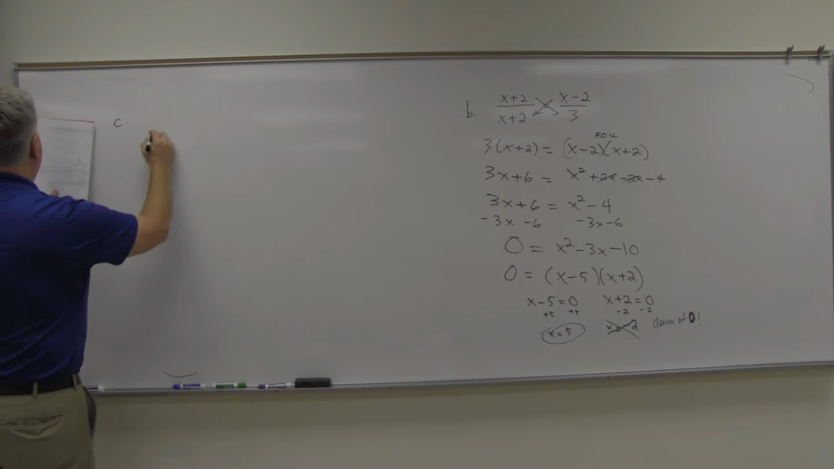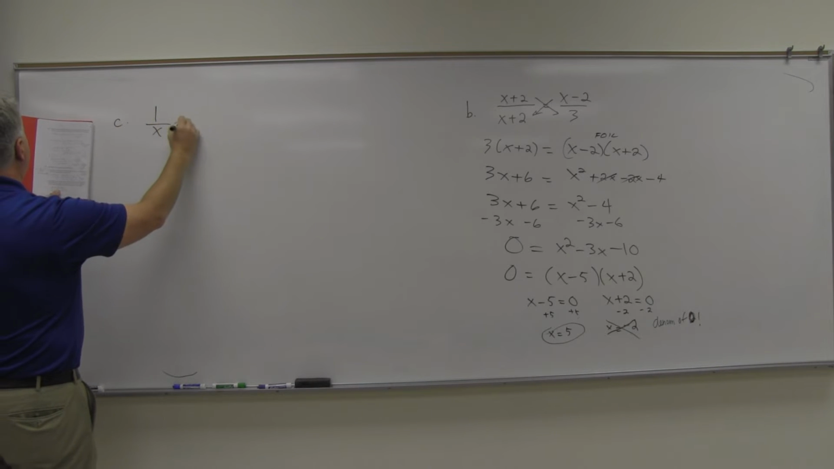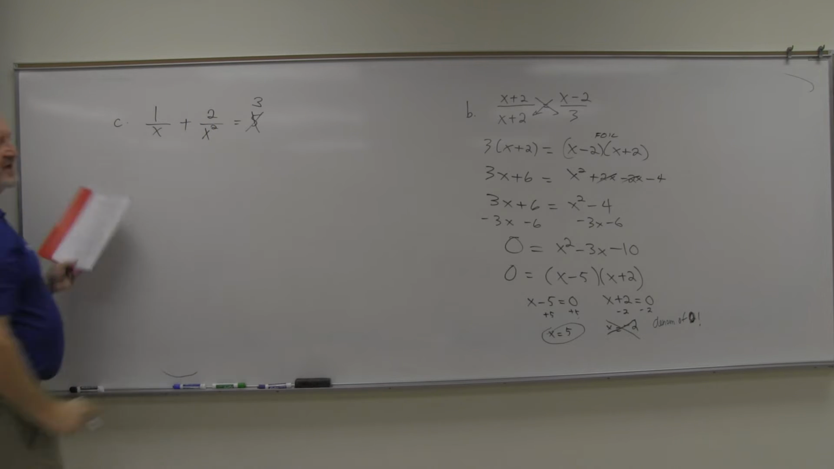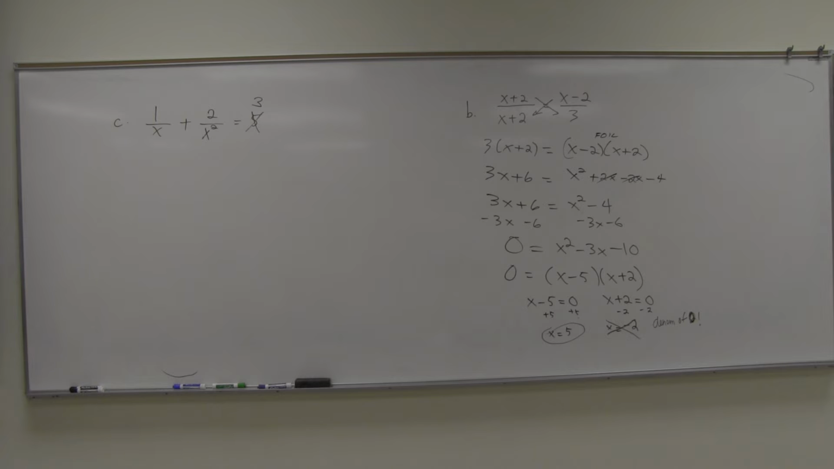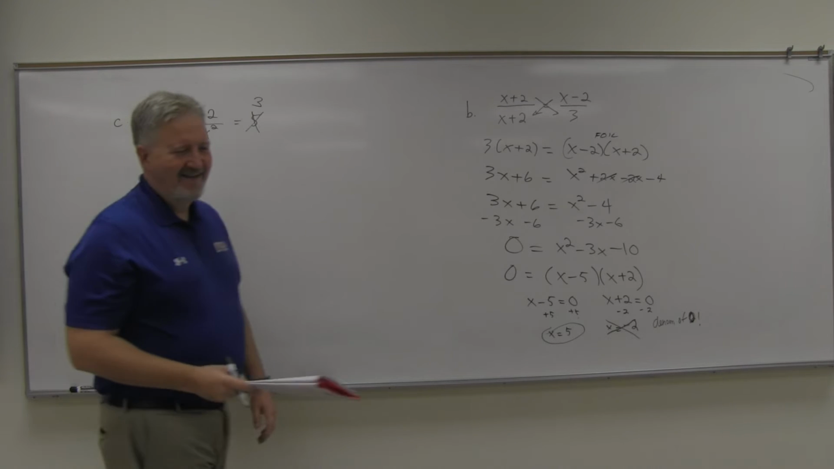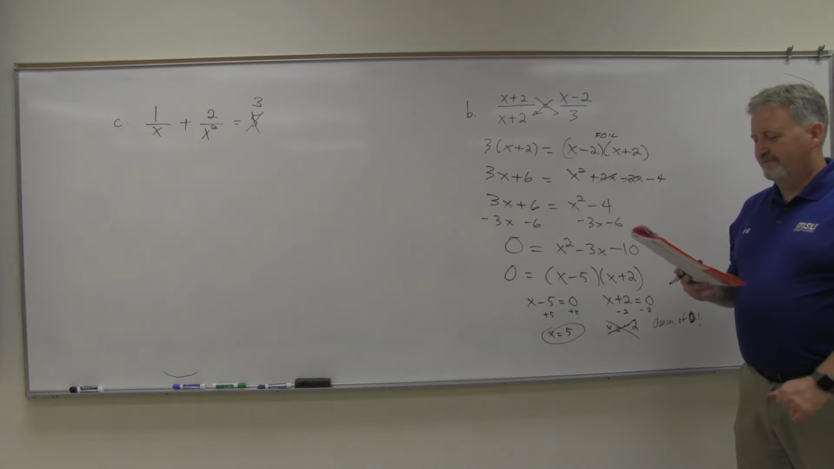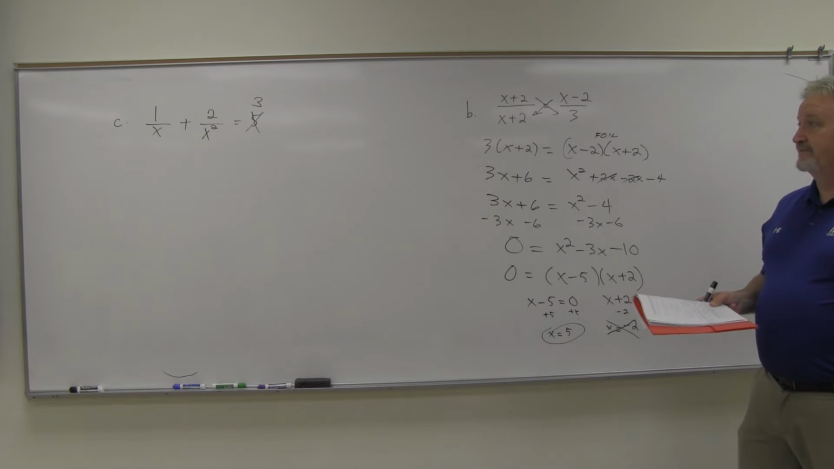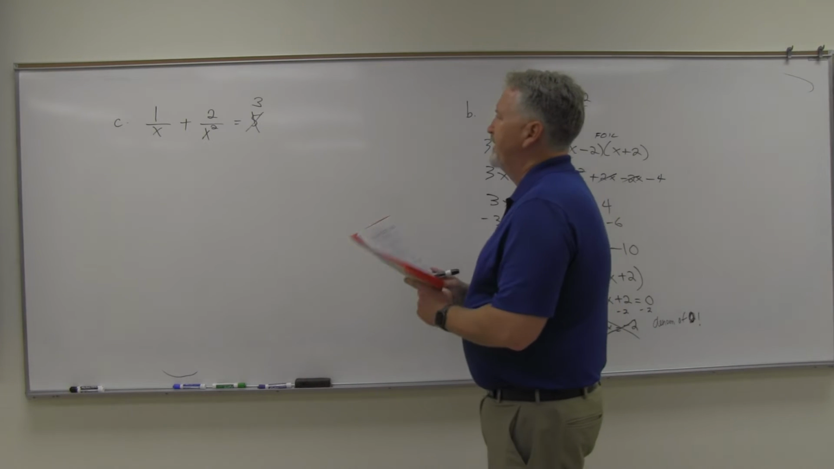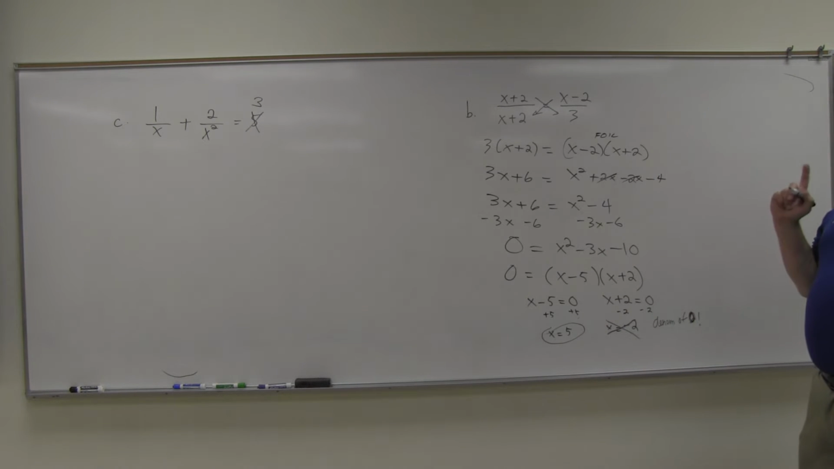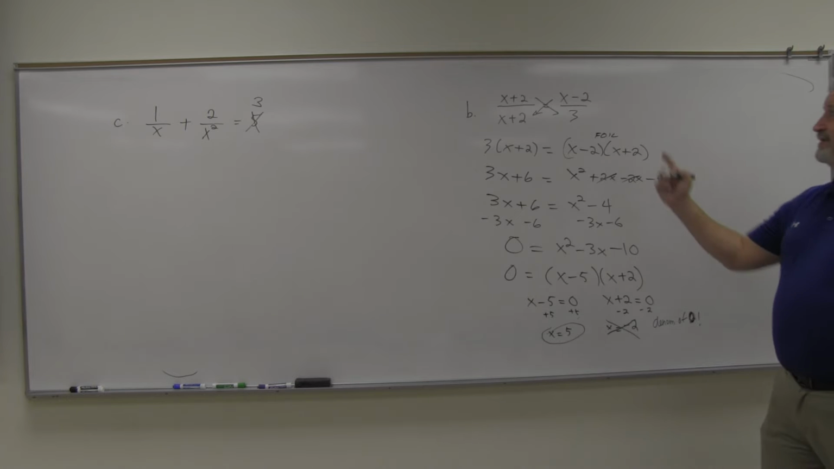On to C, and C I'm going to make another change. 1 over x plus 2 over x squared. It's got 5. Let's change that to 3. Again, just so it'll work out a little more to my liking here. Can't do that in your homework, but I'll save the more complicated one for the last one. It does have complicated answers.